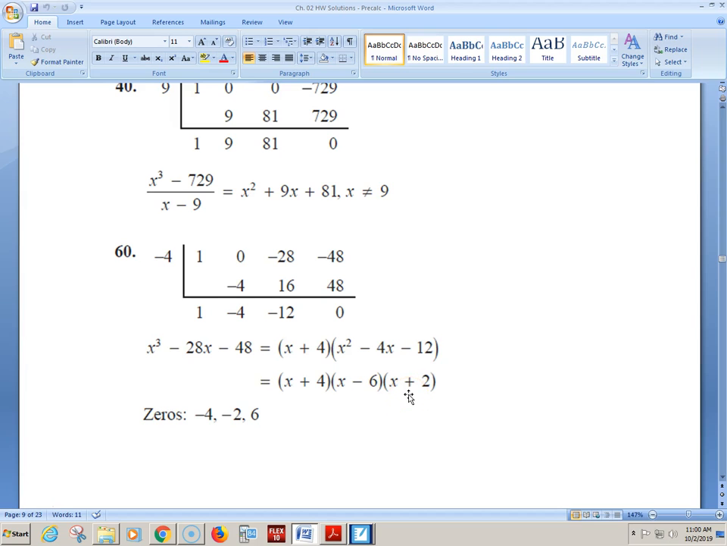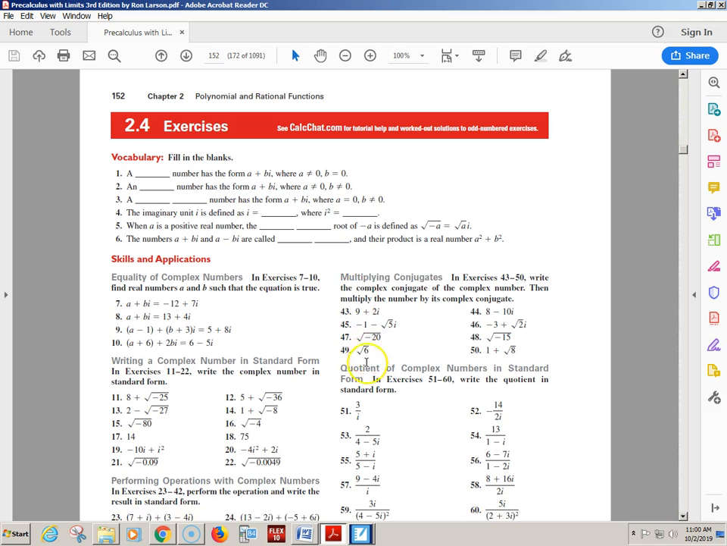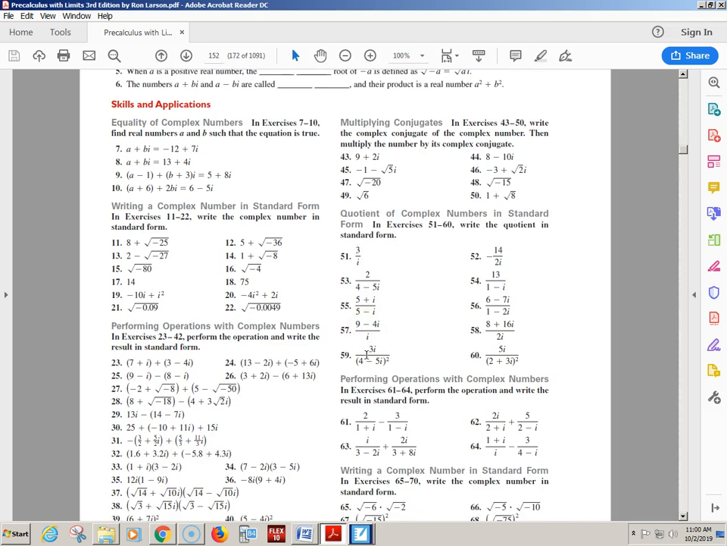Yeah. So for 60, I just plugged it in. Yeah, I plugged in -4. Because at the time I didn't know how to do synthetic division too. On 60? Yeah. What was it asking on 60? It said like x cubed minus 28x minus 48.